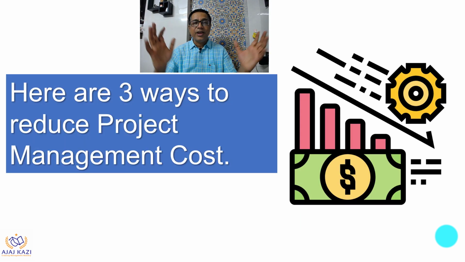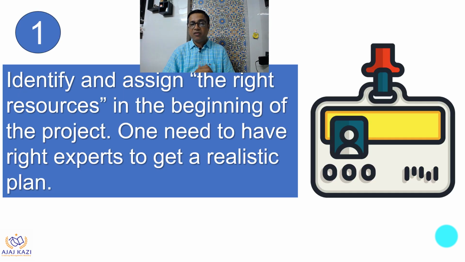Now there are 3 ways to reduce project management cost. There are 3 important ways. First is to identify and assign the right resource in the beginning of the project. That will give you a clear guideline, a realistic plan of the project. If you don't put the right person on the right job in the beginning, the plans will not be realistic, and you will spend a lot of time on extension of the project, spending a lot of time on reworks, and that can actually impact the project management cost.